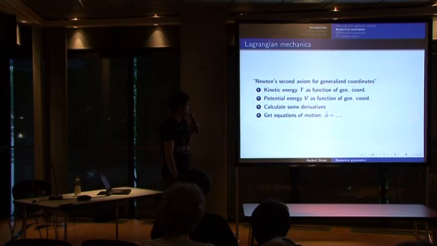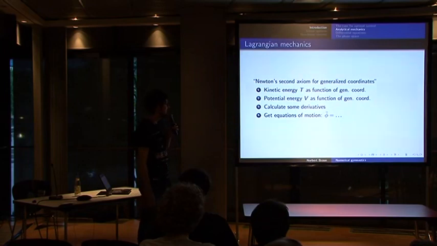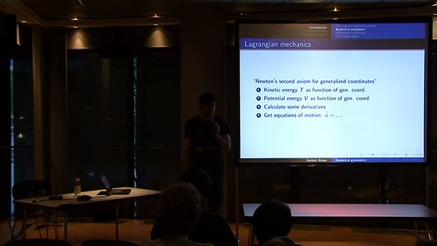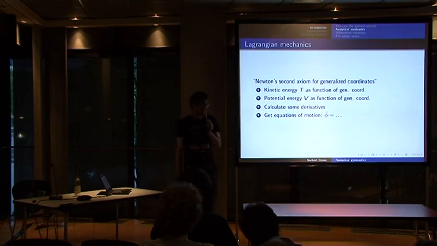So you need to write down the kinetic energy as a function of the generalized coordinates and the potential energy as a function of the generalized coordinates. And then you get an equation and you have to calculate some derivatives. And finally, you get the equations of motion. I could show you an example, but it's just large. It's not hard, but it's getting large quickly.